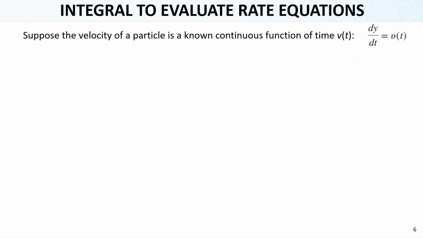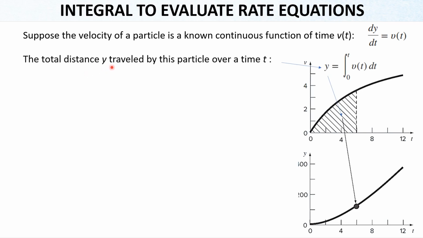We also use the integral to evaluate the rate equations. For instance, we have the velocity of a particle, and it is a known continuous function of time, v(t). And dy/dt gives v(t). v(t) is velocity, y is the position. Taking the derivative with respect to time gives us the velocity. And for the total distance y traveled by this particle over a time, when we have the velocity function, we take the integration and we get the distance y traveled by this particle. And this area is the distance.